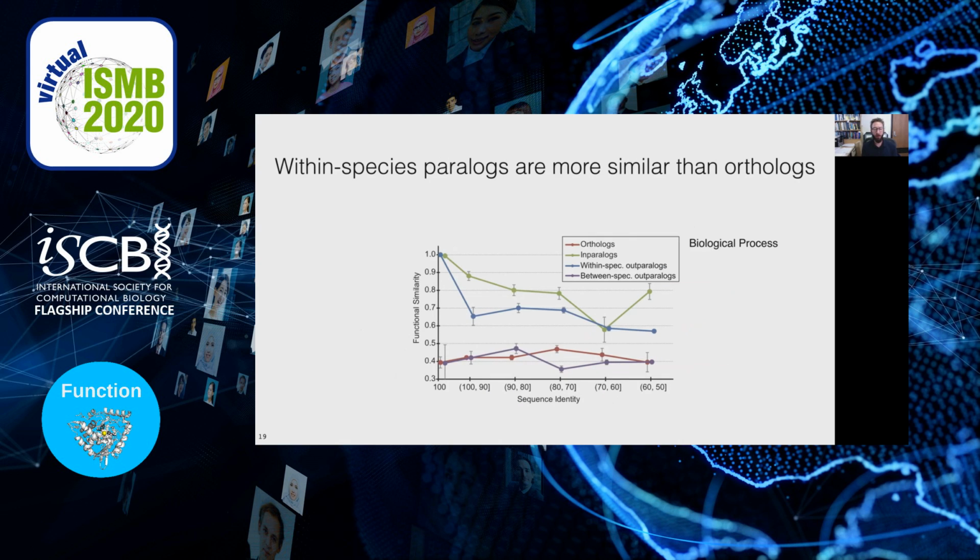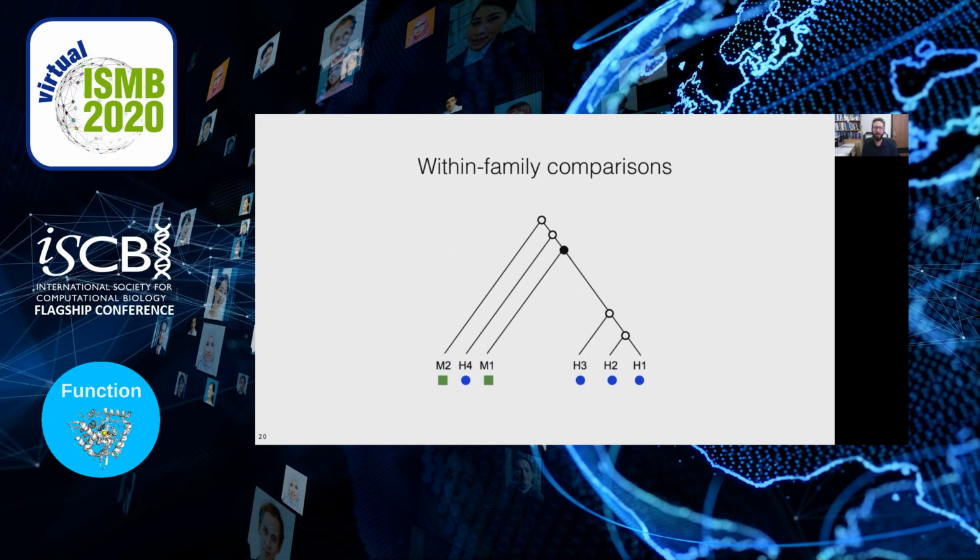And what we find when we break genes down into these different categories is that all of the types of paralogs that are within the same species are more similar than orthologs. So within human or within mouse, at essentially all sequence identities. And again, it's true of biological process and every other ontology, molecular function, and for whatever measure of functional similarity.